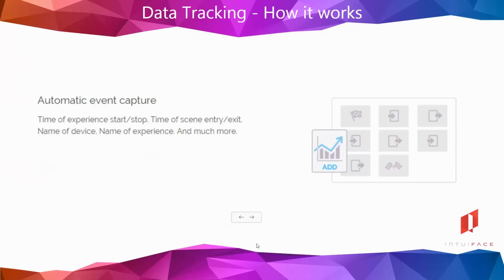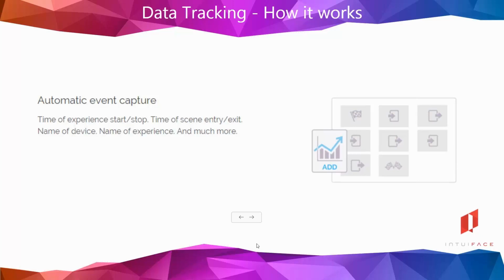Automatic event capture, so we spoke about that. I should mention that this isn't just about the event, experience started or stopped, scene entry and exit. This is also about information that colors that event. We automatically record the local timestamp and universal timestamp, the name of the device, the operating system, the version of the operating system, the Intuiface product, the version of the Intuiface product, the name of the experience, the scene, all of that information is collected automatically. The reason is because it helps you filter and sort the data.